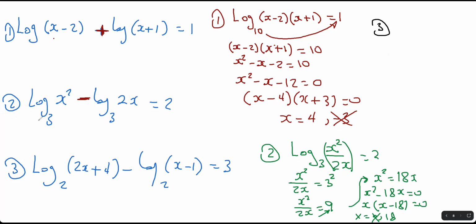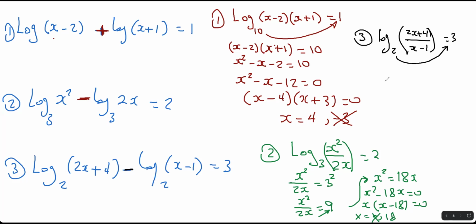All right, so this 3 here, and maybe let's write the 3 a little bit to the side. So this is log base 2 of (x plus 4) minus log base 2 of (x minus 1) equals 3. Because of that minus sign right here, I'm going to change that to log base 2 and divide: (x plus 4) over (x minus 1) equals 3. Now change it to exponential form by going 2 raised to the power of 3 equals this.